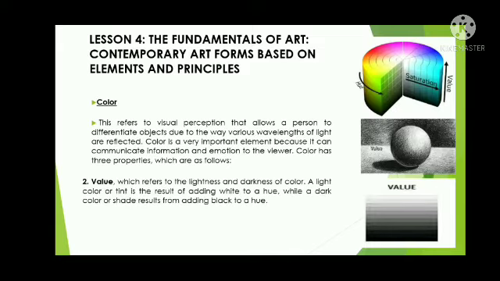Next, we have the value. So when we say value, it refers to the lightness and darkness of color. A light color or tint is the result of adding white to a hue, while a dark color or a shade results from adding black to a hue. So in other words, value defines how light or dark a given color or hue can be. Values are best understood when visualized as a scale or gradient from dark to light.